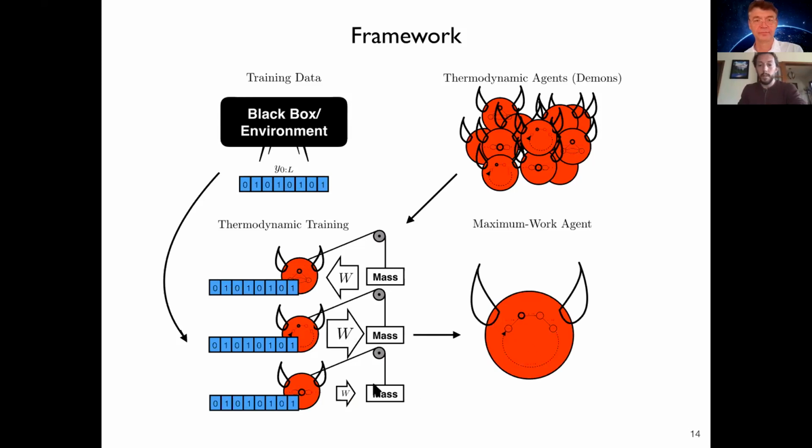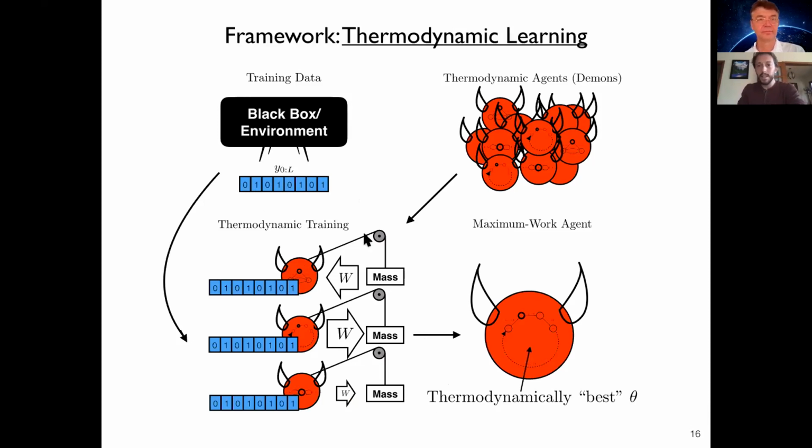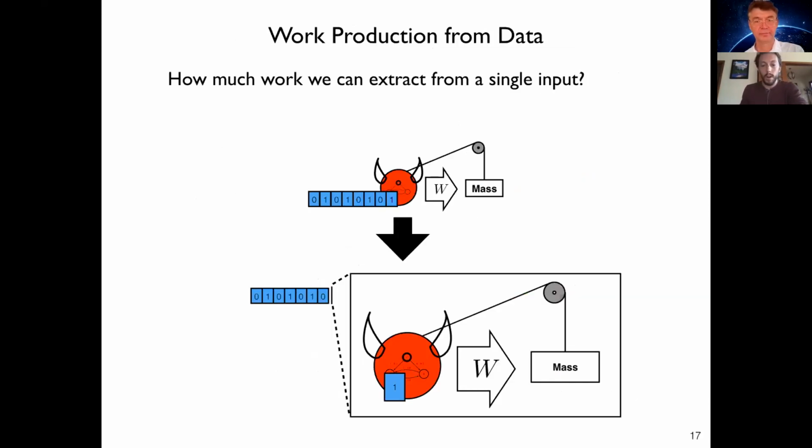And what we do then is we select the maximum work agent. So this is a training process where we determine essentially what is the thermodynamically best model theta of the data that we've taken from the box. And this is what we call thermodynamic learning. Learning that's motivated by intelligent work harvesting. So if we want to understand what happens through the process of thermodynamic learning, we need to understand how an agent harvests energy.